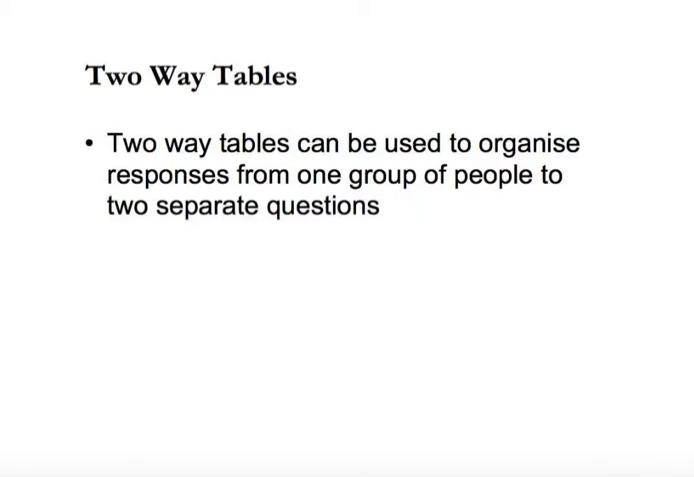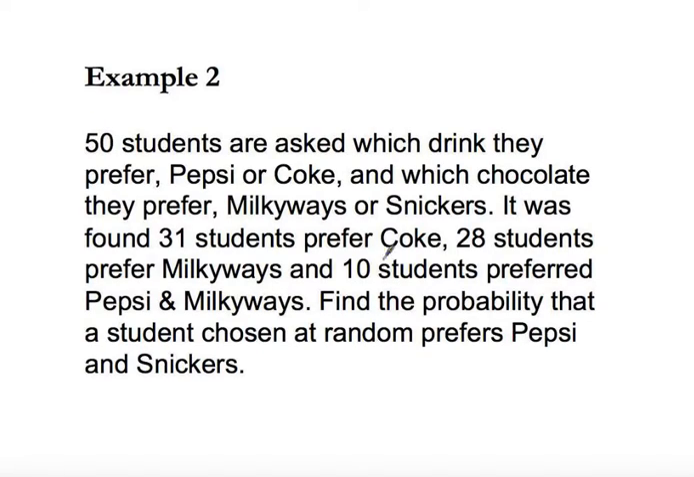Moving on, we have a slightly different type of sample space diagram, which is called a two-way table. Two-way tables can be used to organise responses from set groups of people from two separate questions. Quite a common GCSE question. Quite often they're used kind of like Sudoku puzzles, where you have to complete areas of the two-way table, and you'll see that in a moment. So let's have a look at an example.